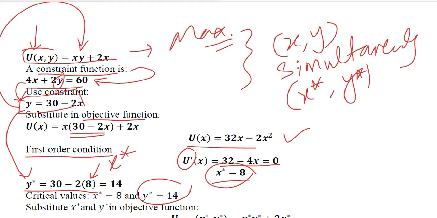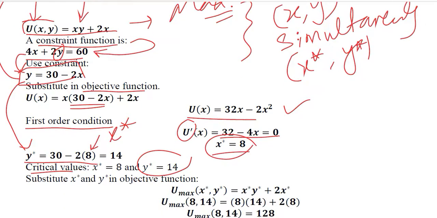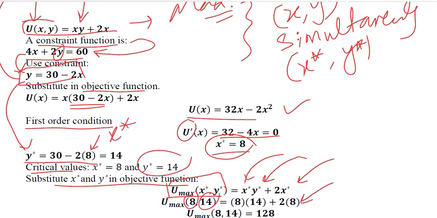Now this is y star, that is the critical value of y. If we have these two values, it is easy for us to find the optimized value of the objective function, which would be the maximized utility. Here x star and y star are the new arguments of the function, and now putting x star as 8 and y star as 14, we get this, and finally we get the maximized level of utility, which is 128.